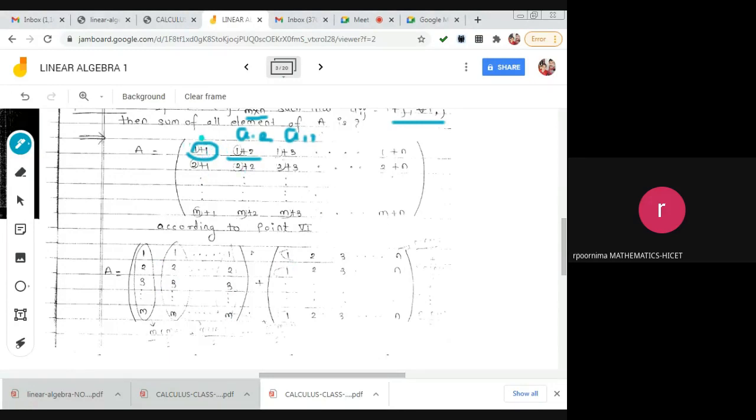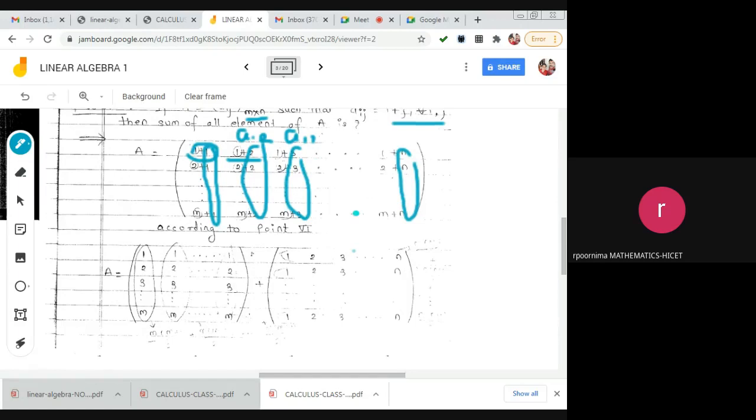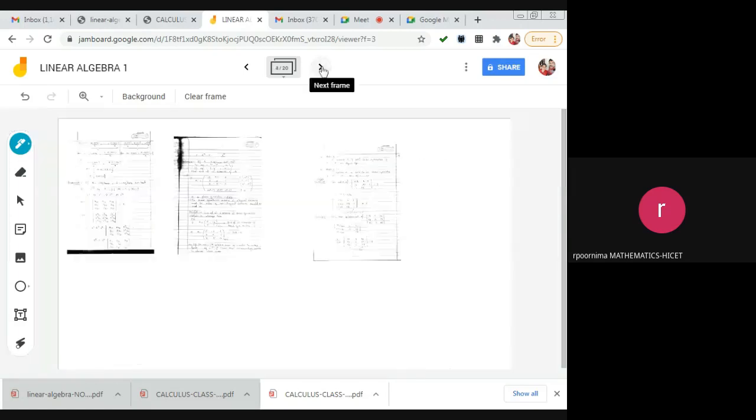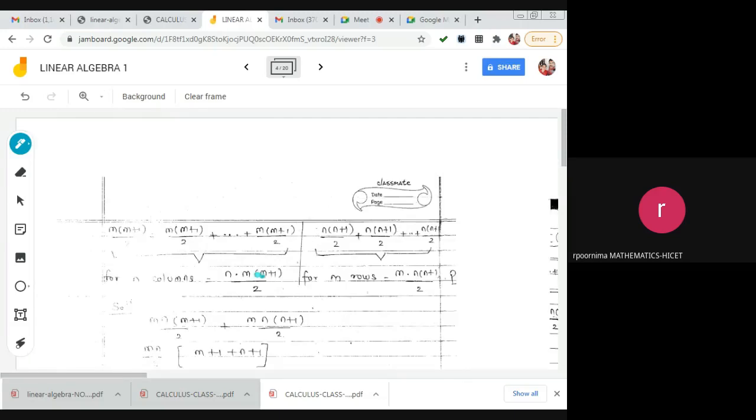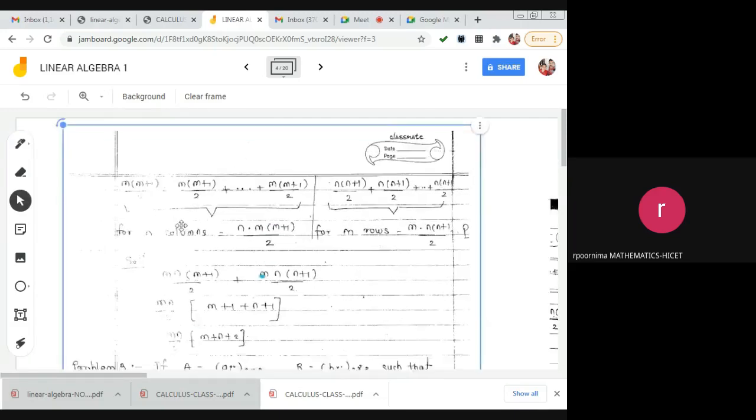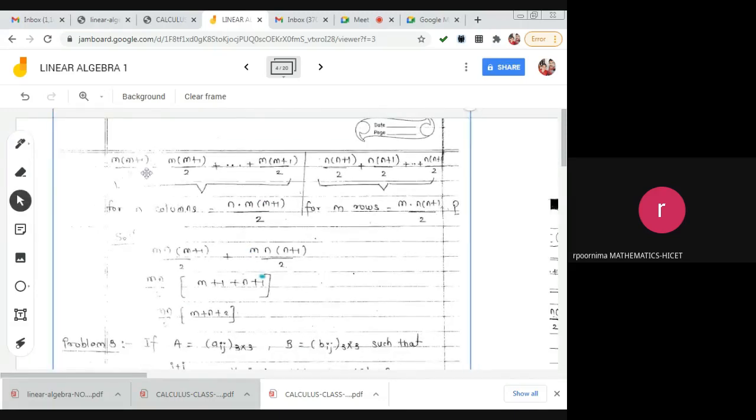So 1, 1, 1, 1, etc. in the first column, then the second column will be 2, 2, 2, 2, etc. Then the third column will be 3, 3, 3, 3, etc. The last column will be n, n, n, etc. So you will get m into m plus 1 by 2, m into m plus 1 by 2, etc. as the terms. We are expanding this for n columns, no?